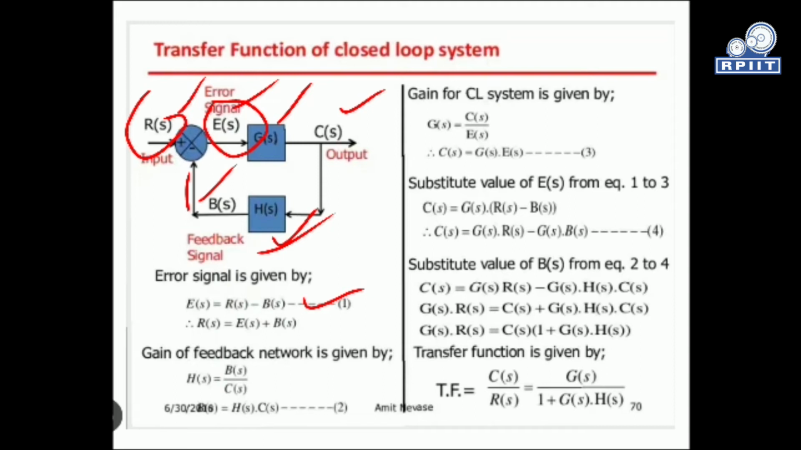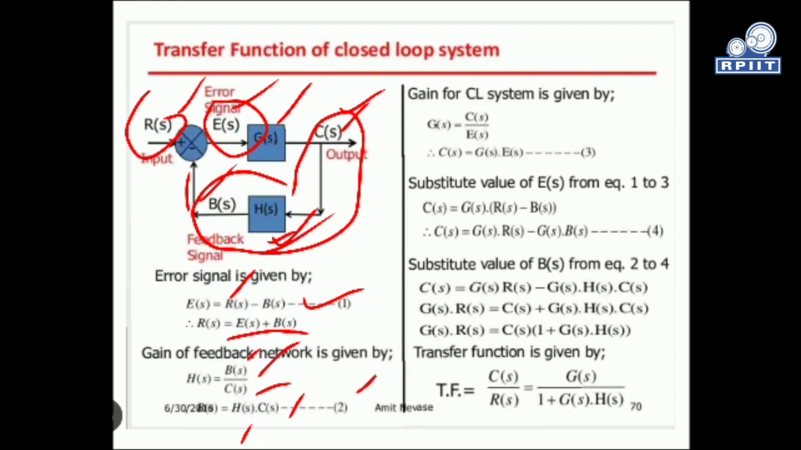So if we calculate R of s from here, then E of s plus B of s will be the equation. Now if we calculate the transfer function of the feedback element, the input will be C of s, the transfer function will be H of s, and B of s will be our output. So output upon input will be H of s. So we can say that H of s is equal to B of s upon C of s. We will calculate B of s from here, that is H of s into C of s. So this is another equation, the second.